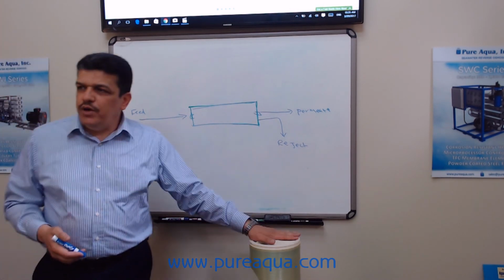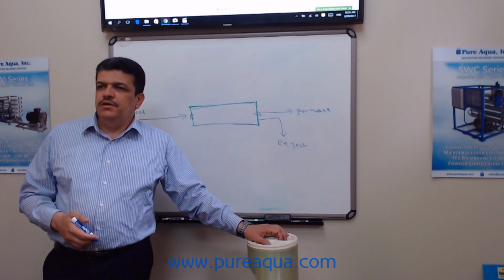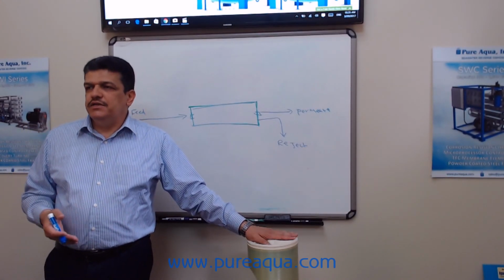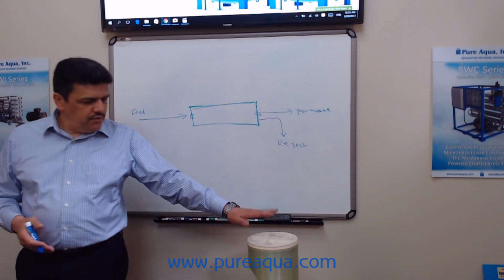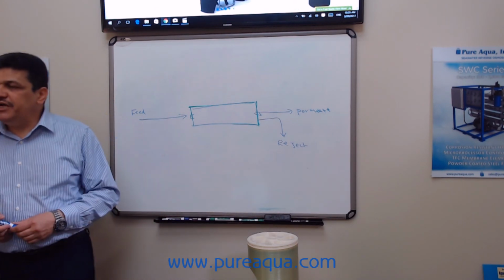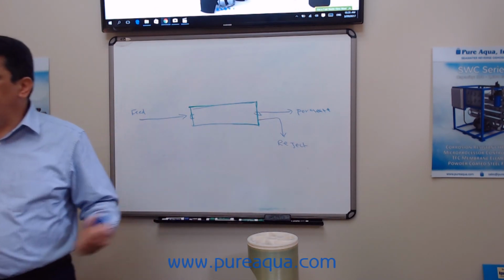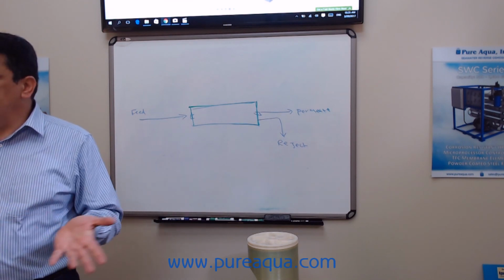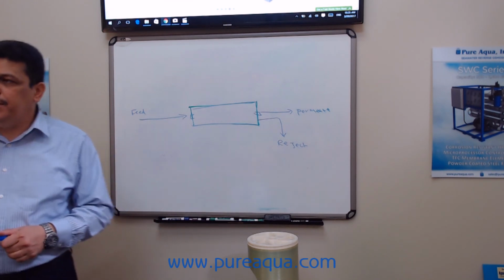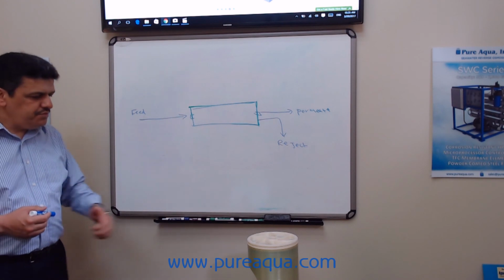So the most common one in the water treatment industry for industrial application is the 8 inch by 40 membranes. There are a lot of major membrane manufacturers worldwide, like DuPont Filmtec, Hydranautics, Toray. Most of those companies are here in California.